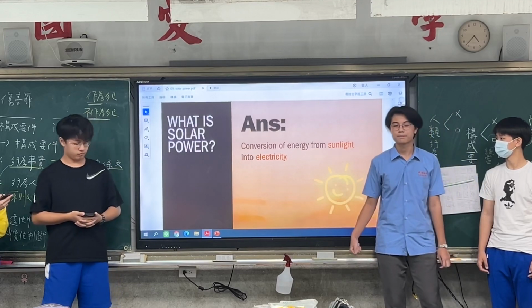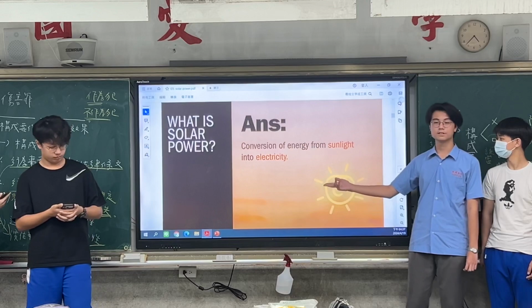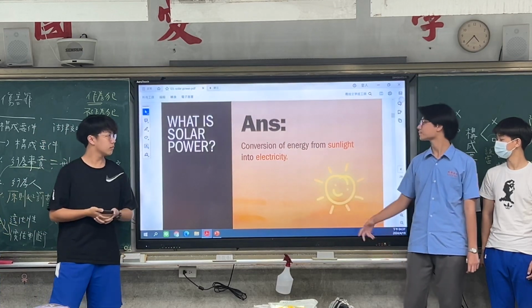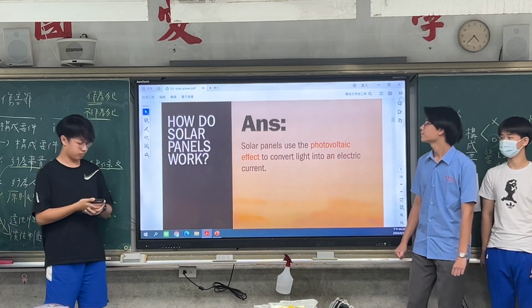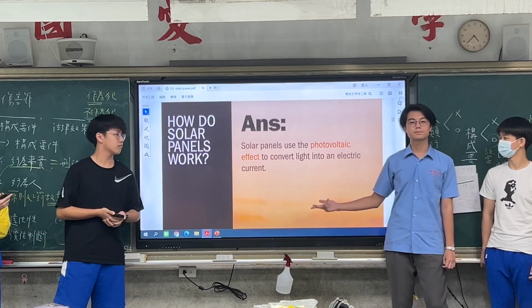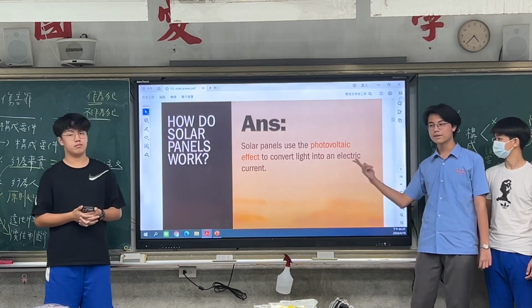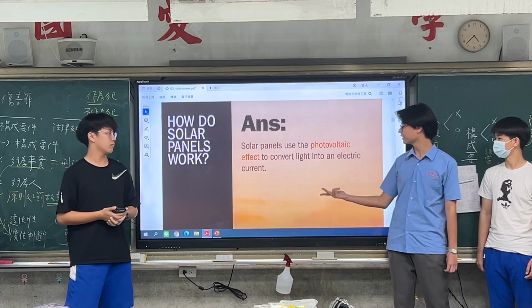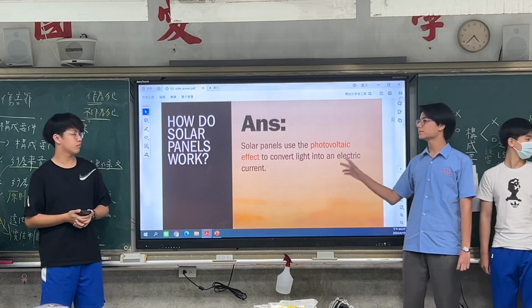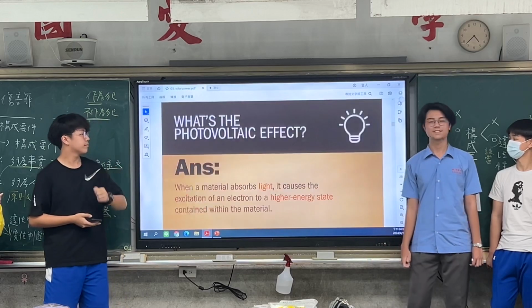What is solar power? Solar power, or known as solar electricity, is the conversion of sunlight into energy. And how do the panels work? The solar panels mainly use this photovoltaic effect to convert light into an electric current, or they can indirectly use concentrated solar power.